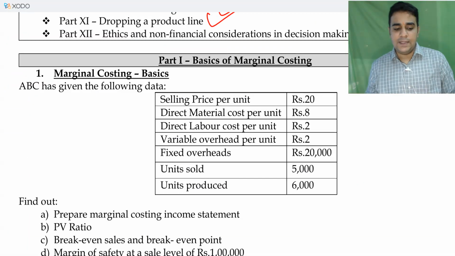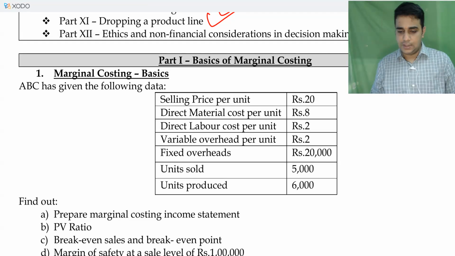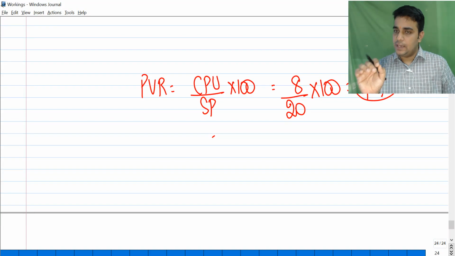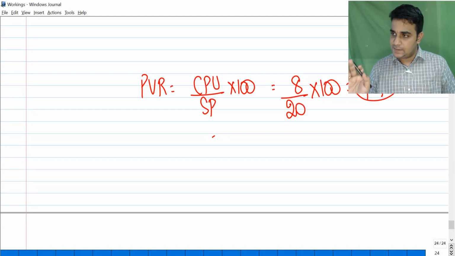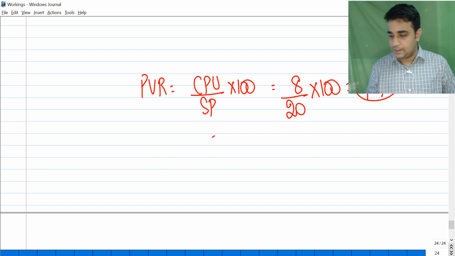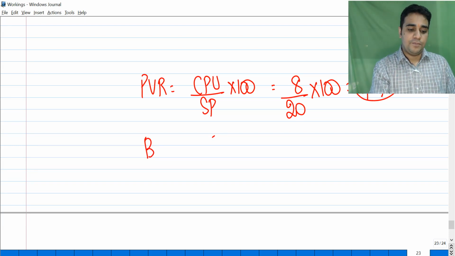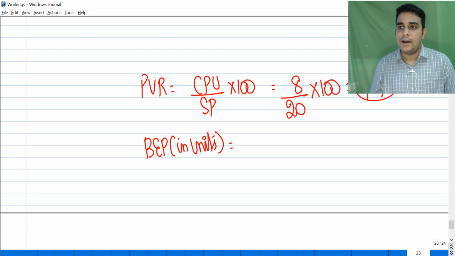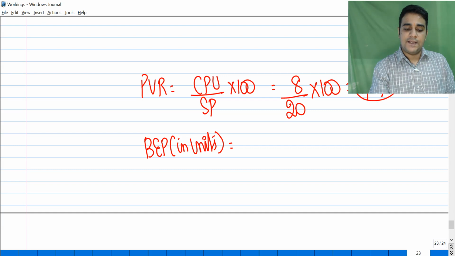Next is break-even sales and break-even point. Let's assume the question uses the word break-even point. Then you'll have to do both rupees and units, unless they specifically say just do units or rupees. Here anyway both have been asked in the question. BEP in units is equal to, the formula comes out of that equation which I said, fixed cost by contribution per unit.